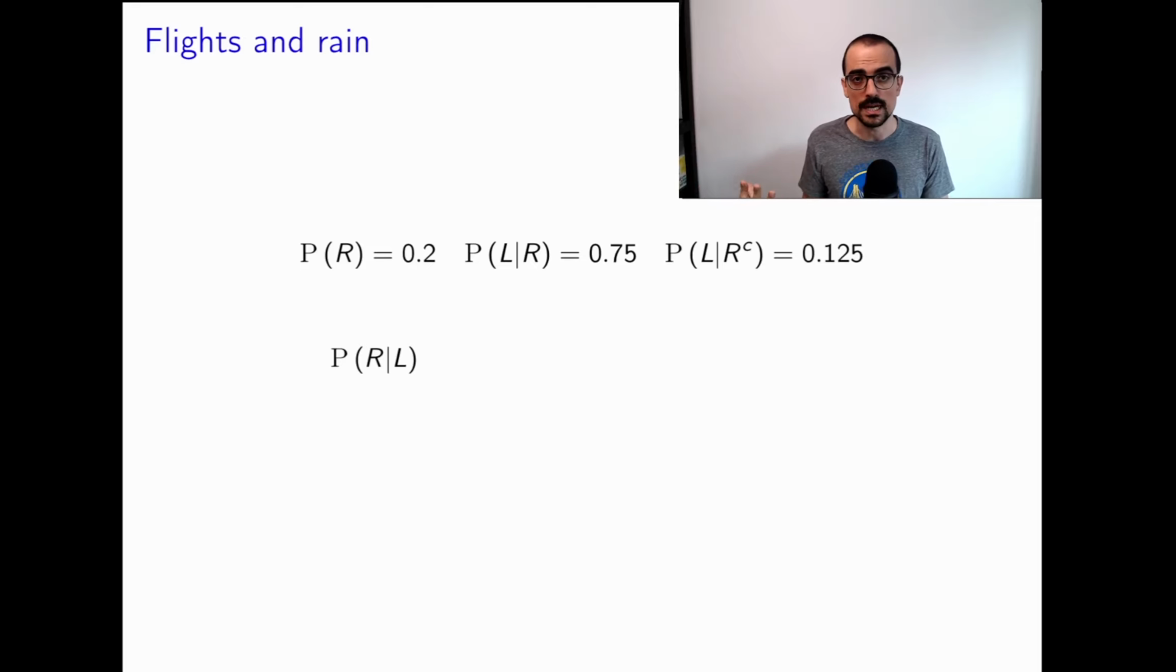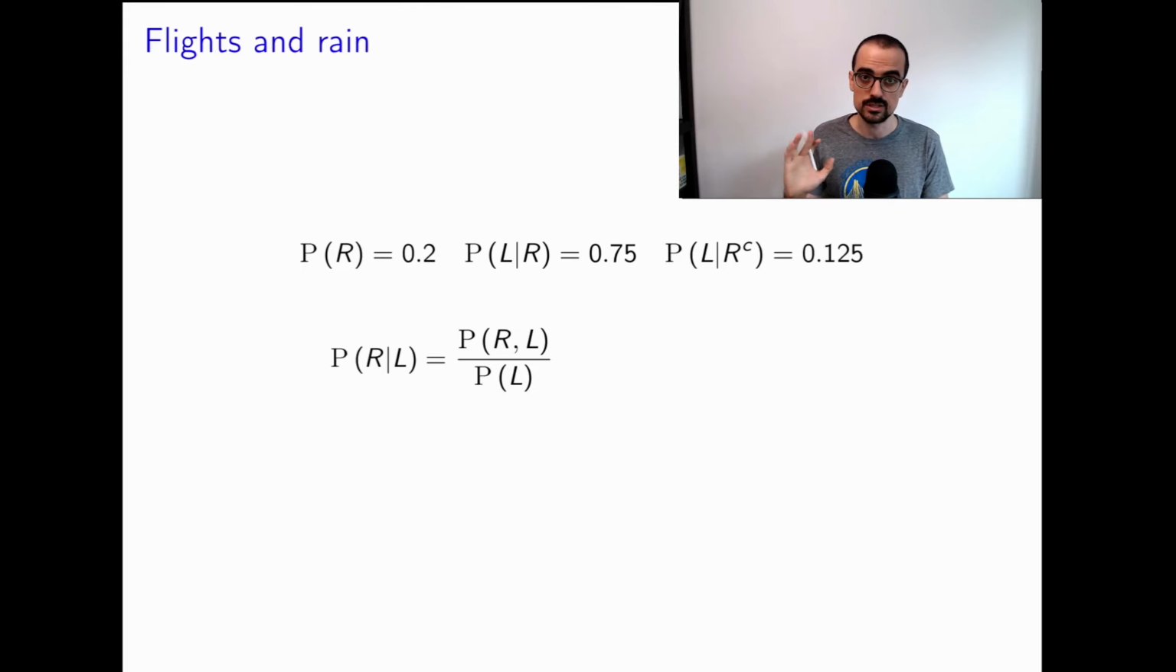Okay, so let's go back to flights and rain. Imagine that, again, in this situation before, we know the conditional probabilities of the flight being late given rain and no rain. And now we hear that a flight was late, and we don't know whether it rained or not that day. So how likely is it that it rained, given that the flight was late? We have to invert these probabilities, but we have to do it carefully. So let's do it. Again, I usually like to go through the definition.